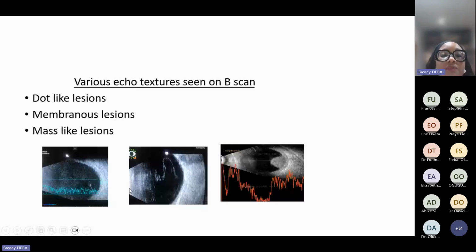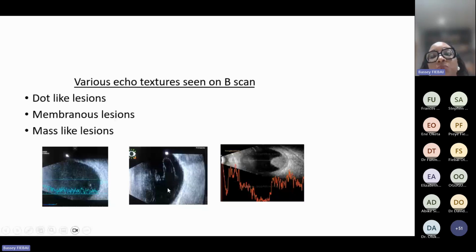Though there's no A scan over this, if there was an A scan, what you'll be looking at is the height of the spike. Is the spike low? Is it medium? Is it high? You will also want to check if it is attached to the optic nerve. So you can have membranous opacities in cases of PVD, retinal detachment, and what will help you differentiate it is the height of the spike and other features like attachments to the optic nerve.